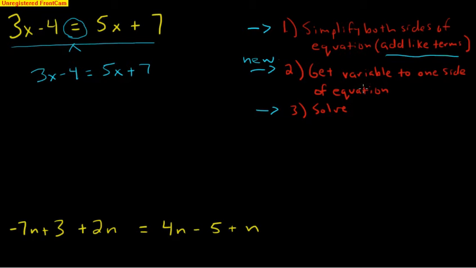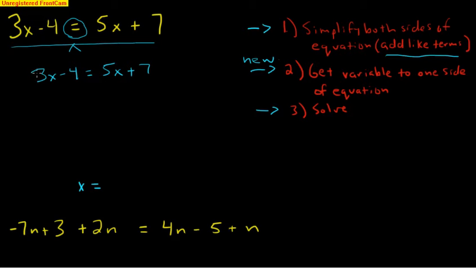It says get variables on one side of the equation. Our variable is x. So what we want to do is bring all the x's to one side, because obviously our goal is to get x by itself on one side of the equation. We can't have an x on one side of the equation and an x on the other like we do right now. So we're going to need to get the x's to one side. Another way of saying that is, let's eliminate the x's from one side.